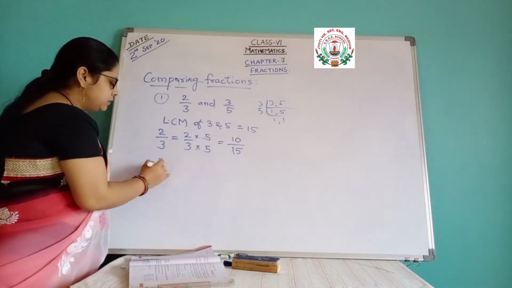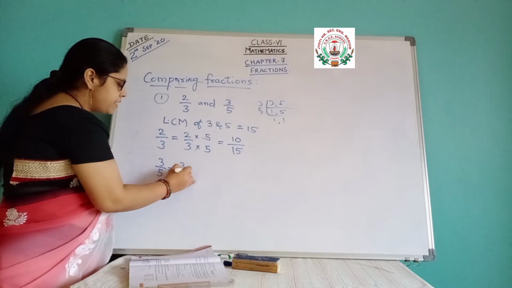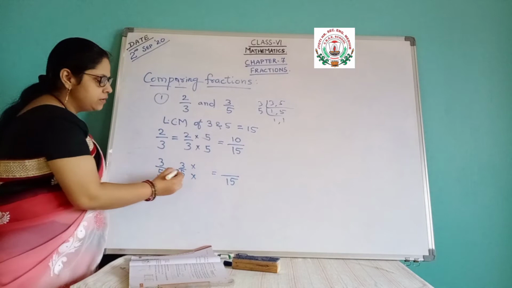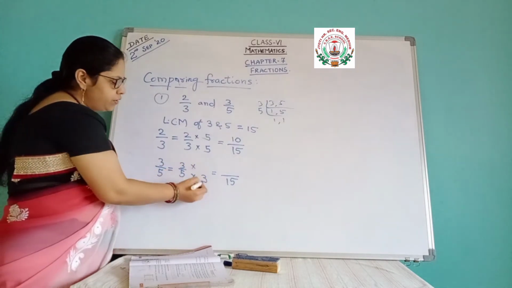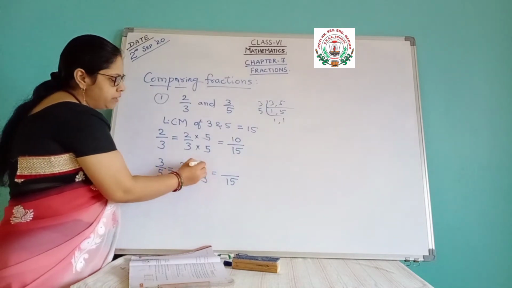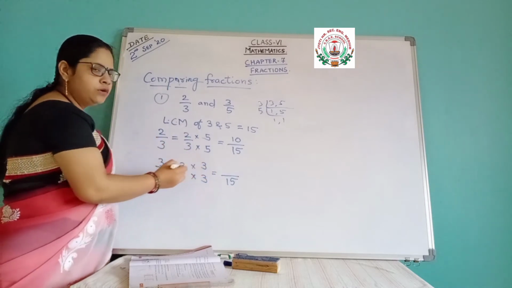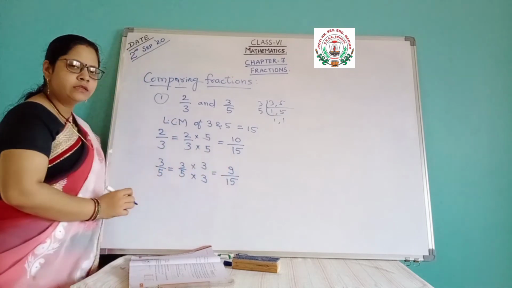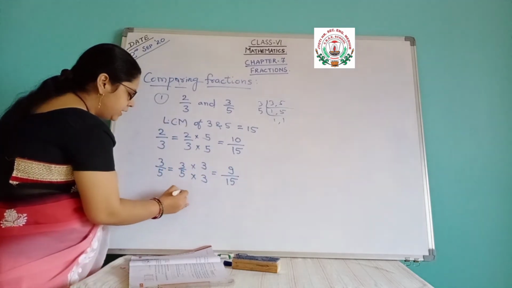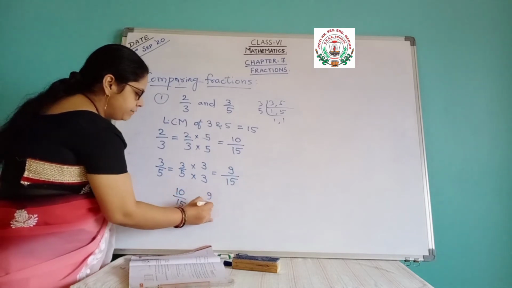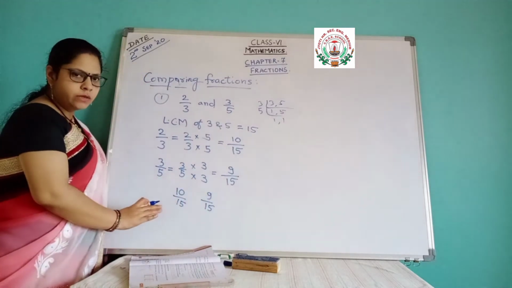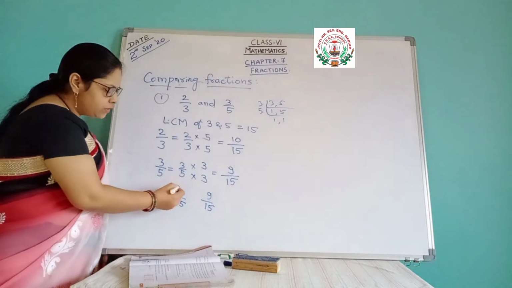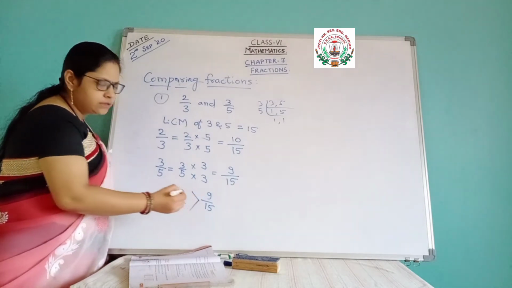Now the next number, 3 by 5. How much do you have to multiply so that the denominator becomes 15? 5 3s are 15. What you multiply to the denominator, the same you multiply to the numerator also. Now the numerator becomes 3 3s are 9. Now the denominators become the same: 10 by 15 and 9 by 15. Denominators are equal, so no need to compare them. Just compare the numerators. 10 is greater than 9, so this is greater.